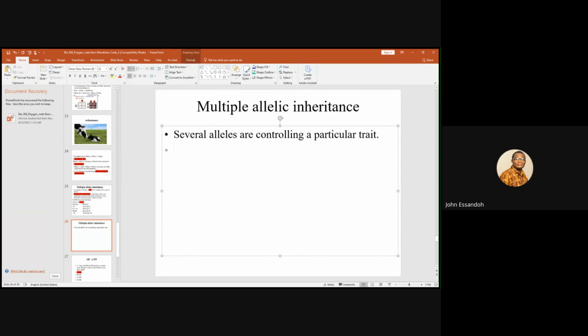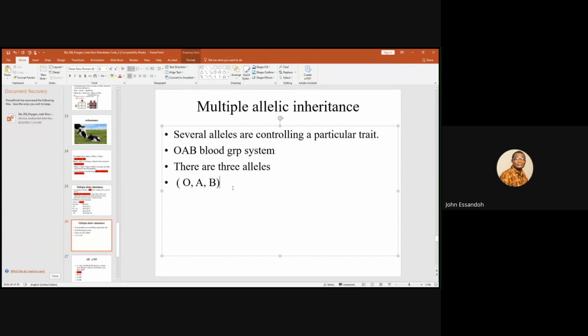When we have several alleles, the classic example of this in nature is the ABO blood group system. In the ABO blood group system, we have O, we have A, we have B, which means that there are three alleles. What are they? We have allele O, allele A, and allele B.